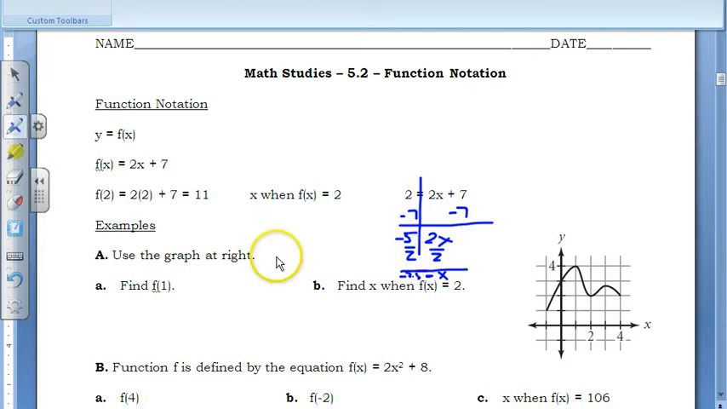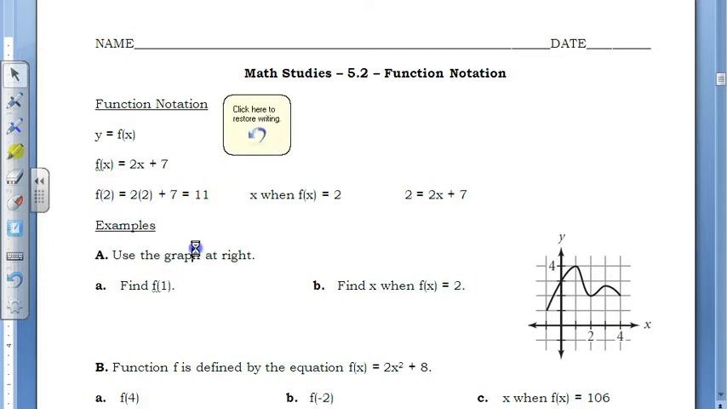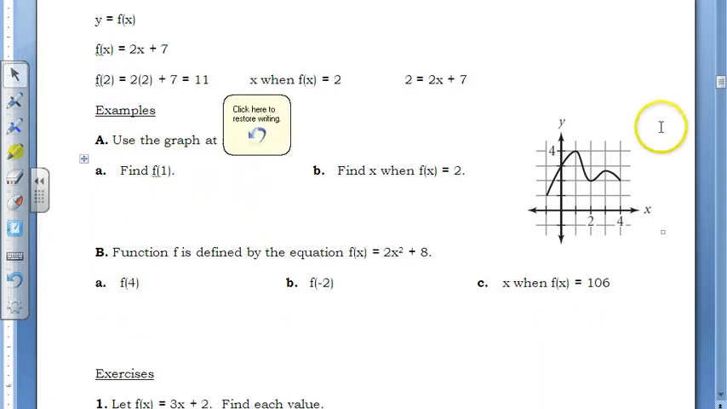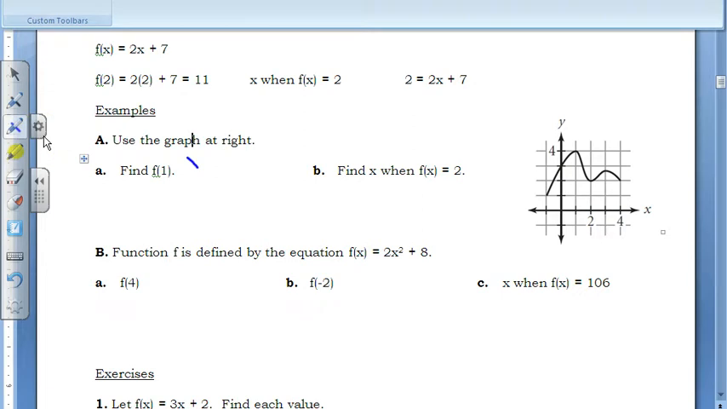We can also use function notation with graphs. So, using this graph, find f of 1. So remember, whatever's in the parentheses becomes your x. So I'm going to put 1 as an x value, means on the x-axis I go to 1, and then I can trace up to the graph and find the corresponding output value, so y is 4.